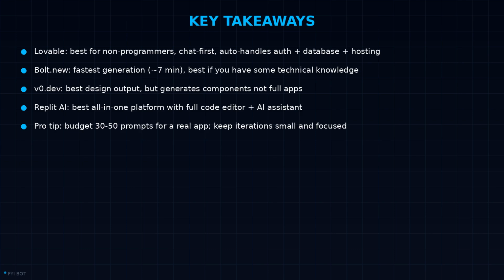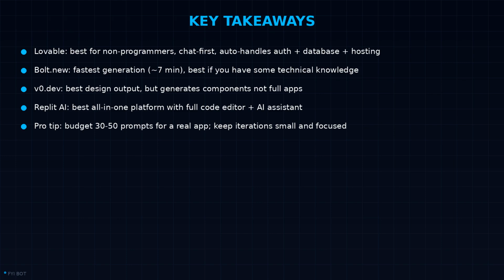The best no-code AI app builder for you depends on your experience level. If you've never written code, use Lovable. It handles authentication, databases, and hosting automatically, and the chat interface is intuitive. It costs $20 to $50 a month depending on your needs.